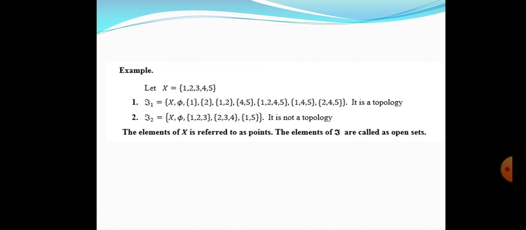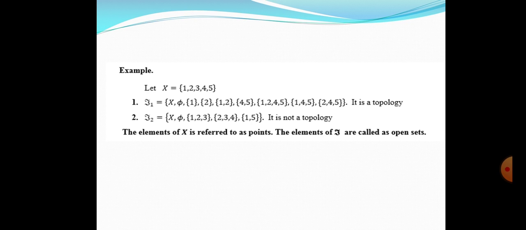Next example. Let X equal {1, 2, 3, 4, 5}. If tau 1 means the first topology, that is equal to X, empty set, singleton sets {1}, {2}, two-element set {1, 2}, {4, 5}, four-element sets {1, 2, 4, 5}, and three-element sets {1, 4, 5} and {2, 4, 5}. It is a topology because the empty set is there in the topology, X is also there.